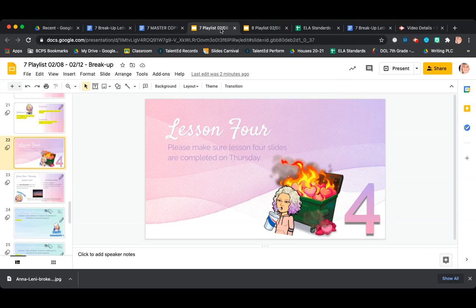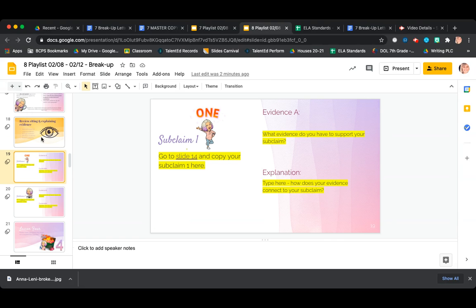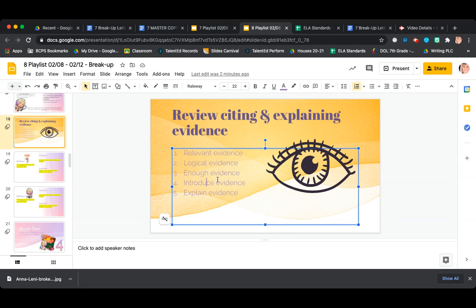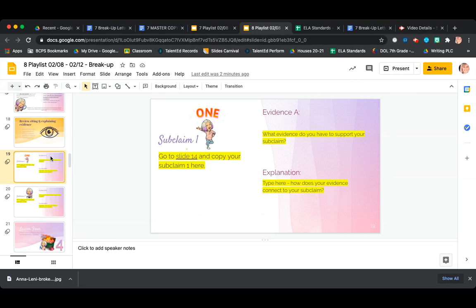Then you also need to make sure that you're introducing your evidence. We will talk more about that in person, and explaining your evidence. You have to have two sentences of explanation when you are explaining your subclaim. So make sure you have that there.